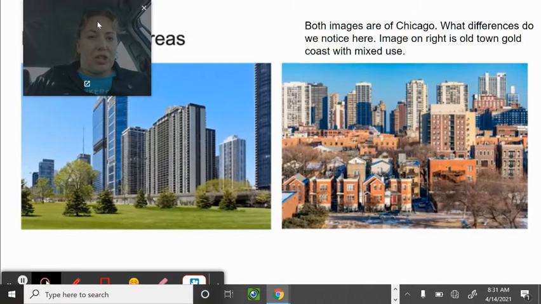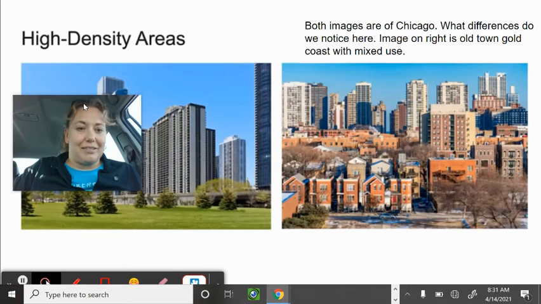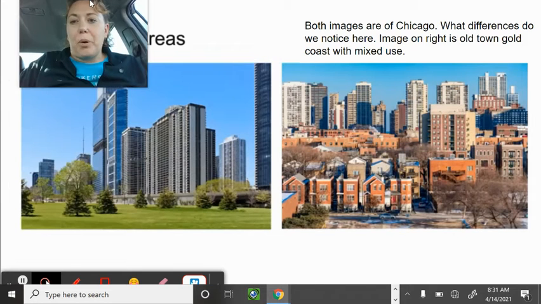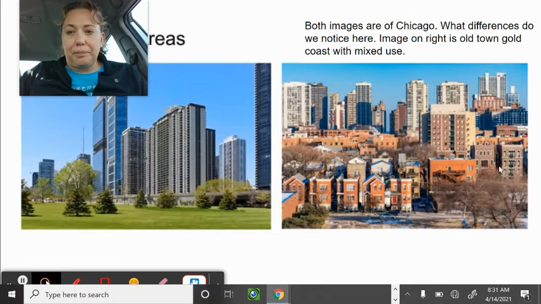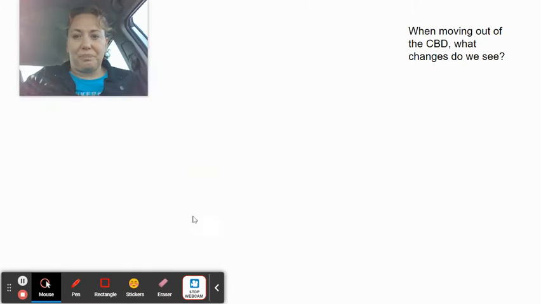Okay, check this one out. Sorry, I'm literally in the driver's seat of my car. Both images are of Chicago, but you can see here on the right side, this is the old town. And you can see it's mixed in. There's houses mixed in with some factory. You can see a little bit of smoke here. And then obviously high residential. And then you have the newer, bougier part.